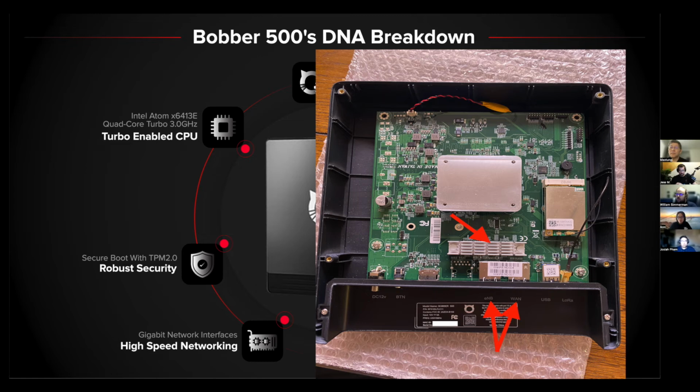If you have 10/100 equipment anywhere in the chain, 100 is the theoretical limit, but it's not going to hit that. It'll probably hit 90, 95 at the most. So you want to make sure that you have gigabit equipment. The ports on the Bobber 500 are gigabit. Both the WAN and the eNode B port are gigabit. So as long as you use a proper switch and proper cabling, you'll get more than enough speed there.